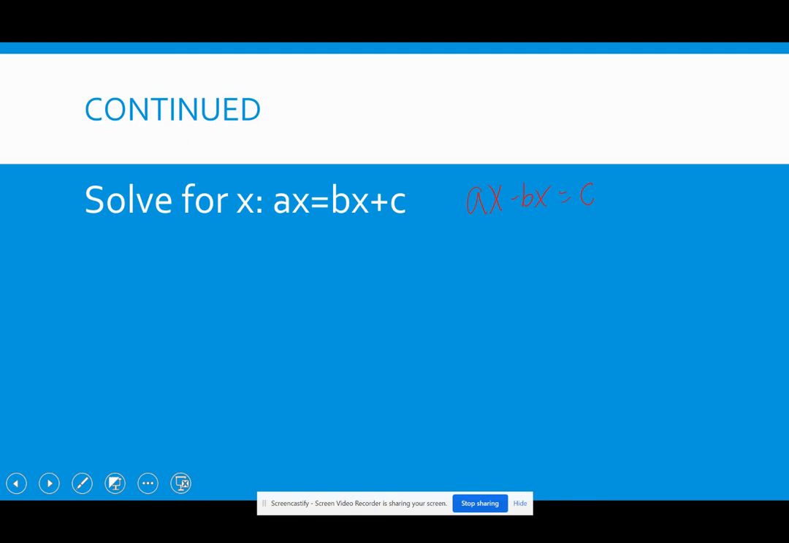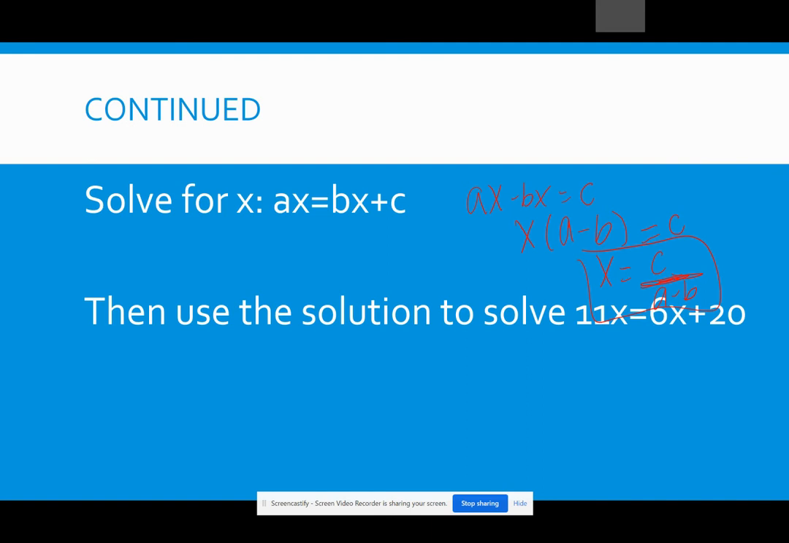So I'm going to factor out an x from each term. So I get x, I took out an x, and I'm left with an a. I took out an x, I'm left with a minus b equals c. Still, I don't have x alone. I have it multiplied by a minus b. So I'm going to divide both sides by a minus b, and that's my final answer.